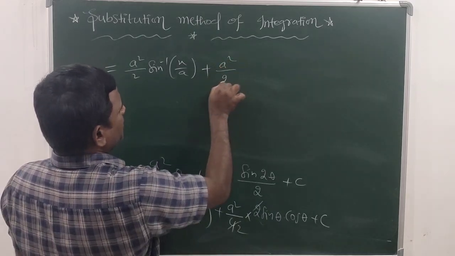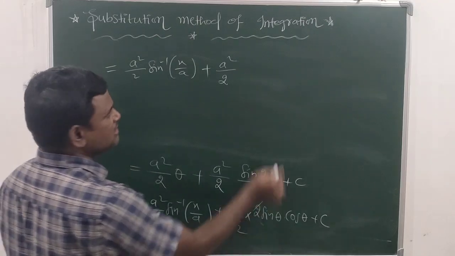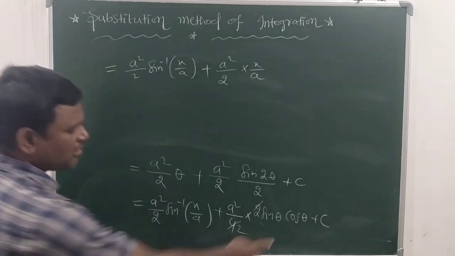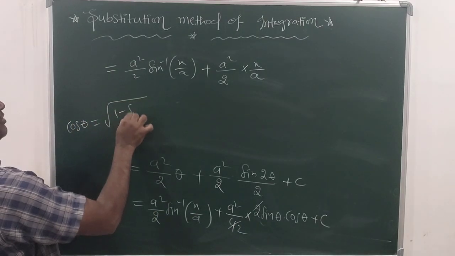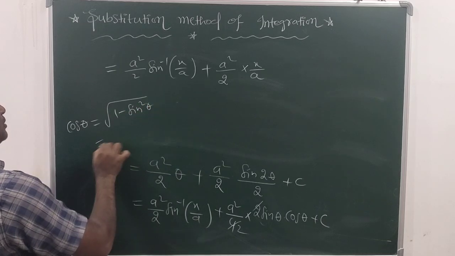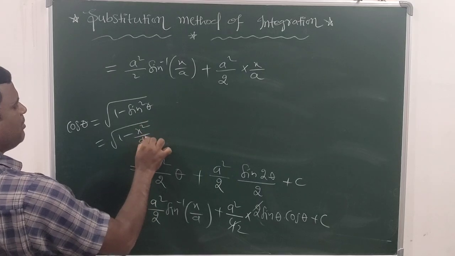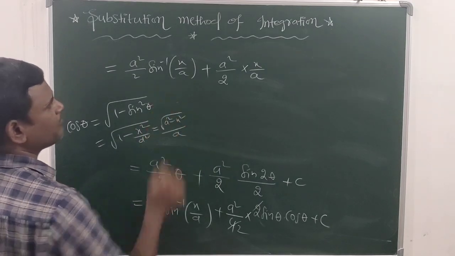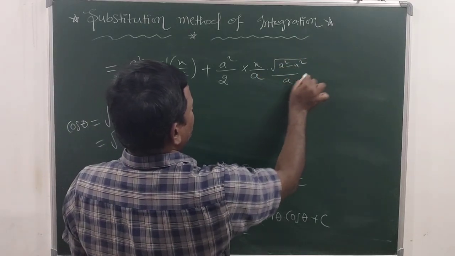Now a square by 2 sin theta. In the beginning itself you got sin theta as x by a. Am I right? And cos theta you can write as square root of 1 minus sin square theta. So in the place of sin theta write this x by a, so x square by a square. On simplifying this you will get square root of a square minus x square by a plus c.